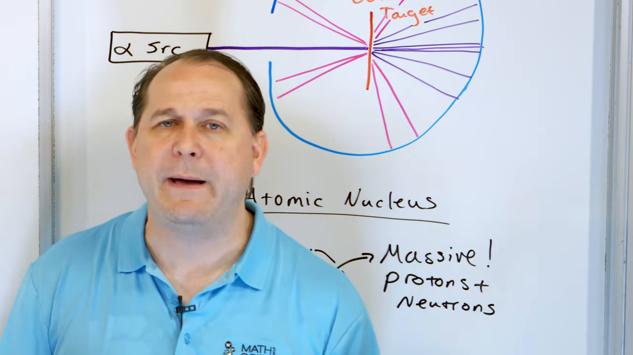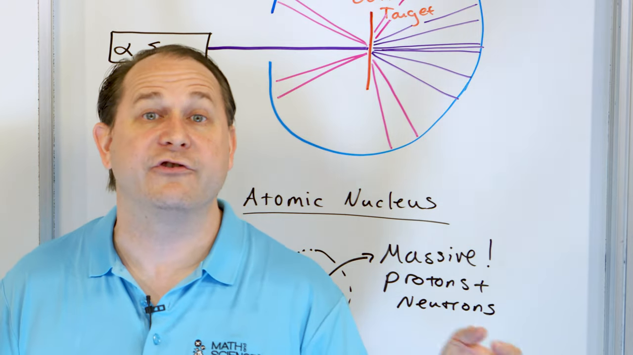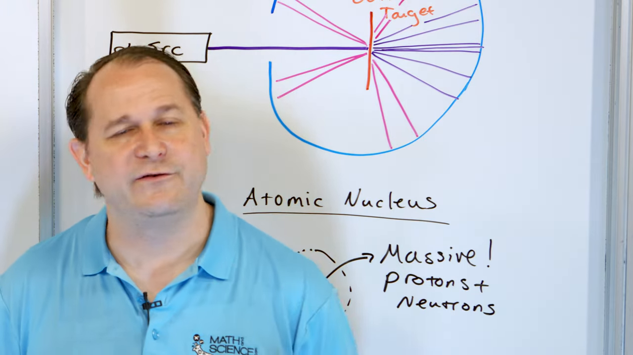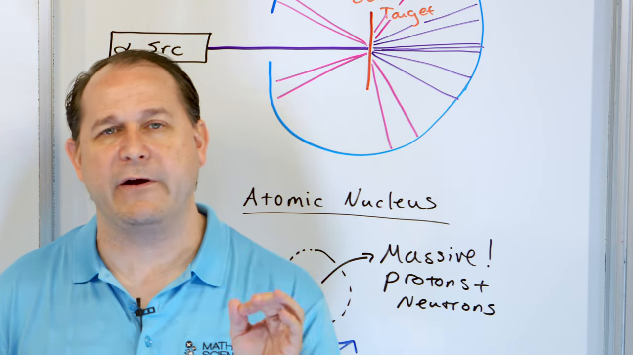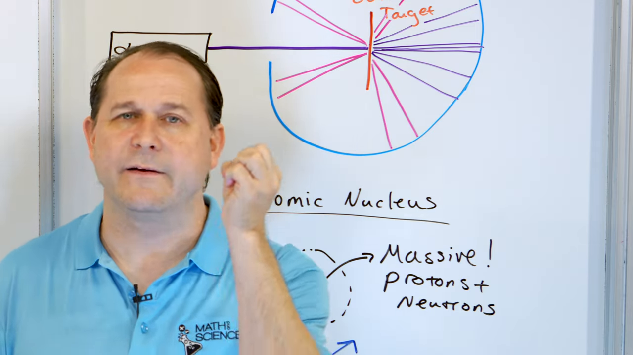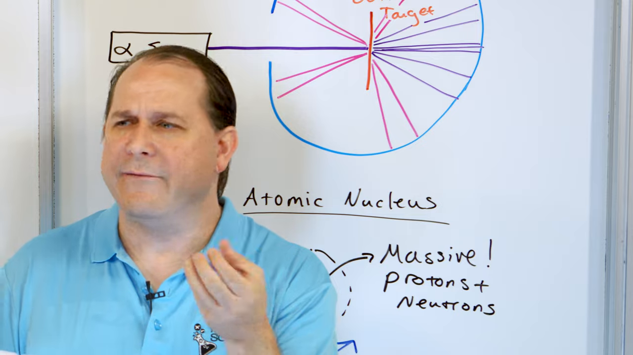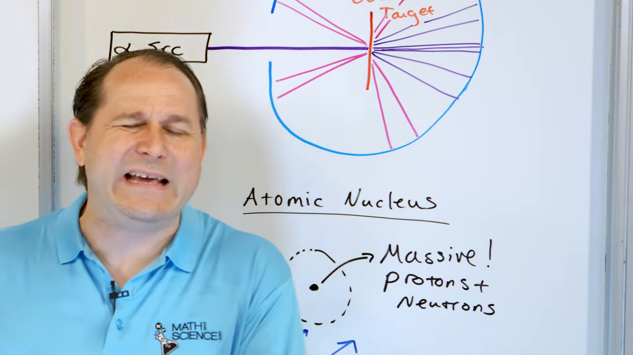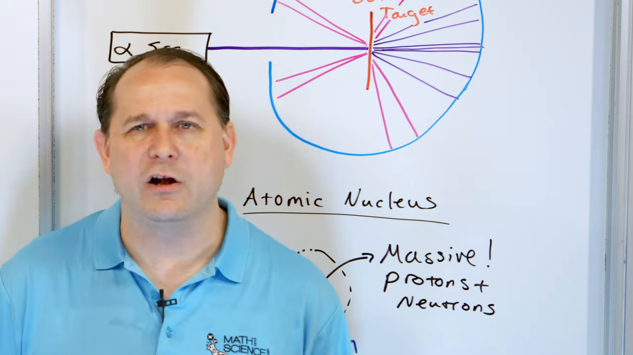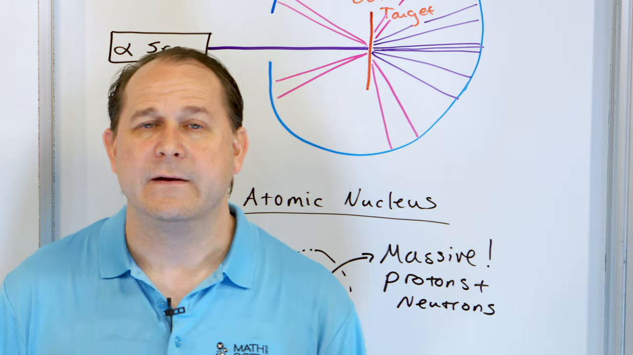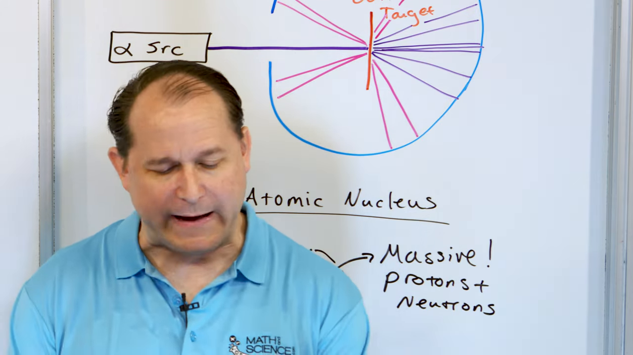Surrounding that is mostly empty space, but also these negatively charged electrons, which, remember, electrons don't have very much mass. They're very, very light. The mass of everything that you know, everything you've touched, everything you tasted, everything you've eaten, almost all of it is concentrated in the nucleus by thousands of times, because electrons just don't have very much mass.